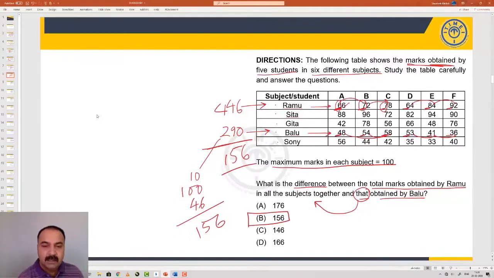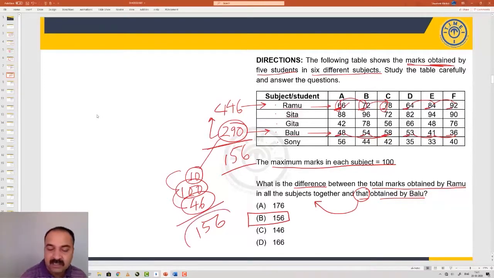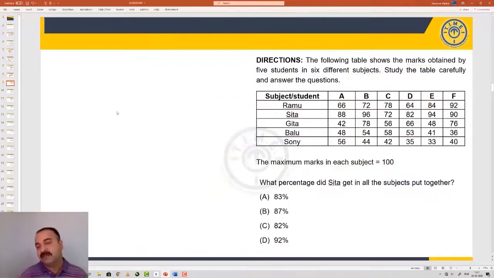So we will say, how much does 290 need to increase to get to 446? That is the difference between them. So 290 needs to increase by 10 to reach 300. 300 further needs to increase by 100 to reach 400. 400 further needs to increase by 46 to reach 446. Therefore, very quickly adding these three instead of any subtraction, it is 156. Go to the next question.